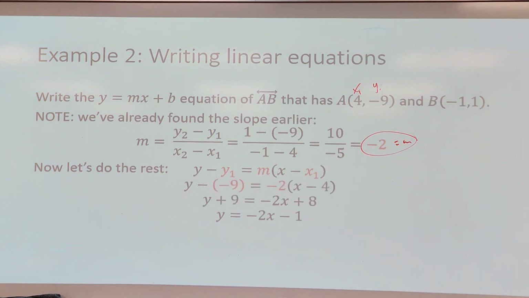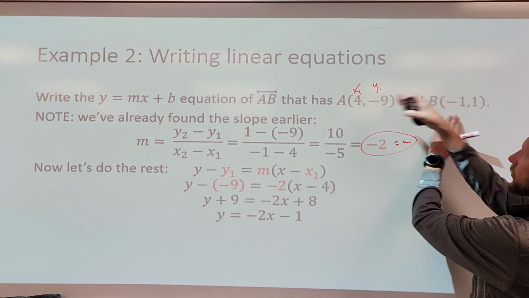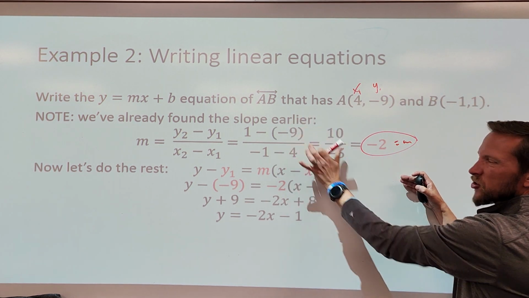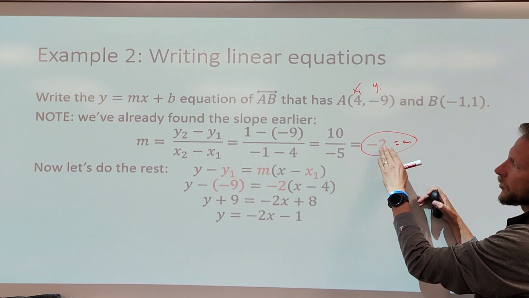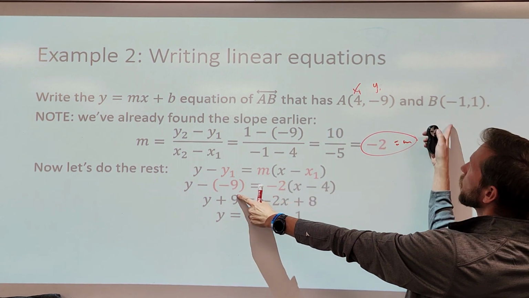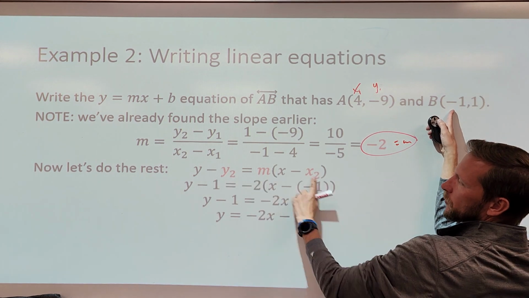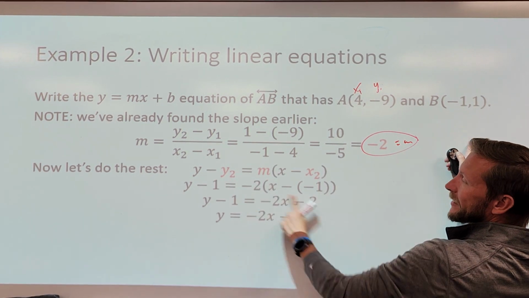Now, I do want to show you that before, when we switched these, it didn't change the slope. It just changed some of the work along the way. But we still ended up with -10 over +5, and we still got -2. I want to show you that if I use the x2 and the y2, it still works.